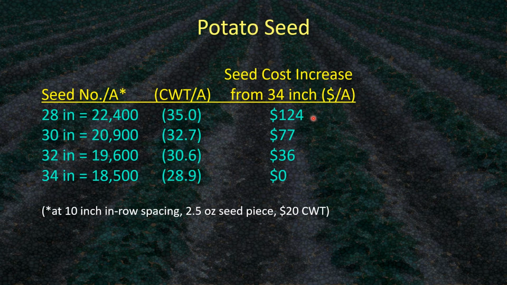To do that, we calculated based on $20 a hundredweight, a 2.5 ounce seed piece, and this price is cut and treated seed at 10-inch in-row spacing. That added $124 per acre for the 28-inch rows, $77 for 30, $36 for 32-inch rows, and $0 for 34-inch rows because that was our standard.